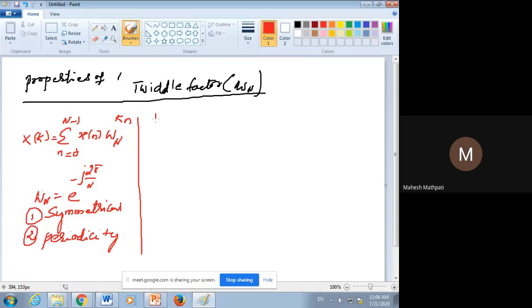Let us first understand what this periodicity property is, and then we will go back to the symmetry property. Let us write the periodicity property first. You may expect this as a theory question in the exam also. They will ask you to explain the properties of twiddle factor. I think one of your questions is there in assignment 2.